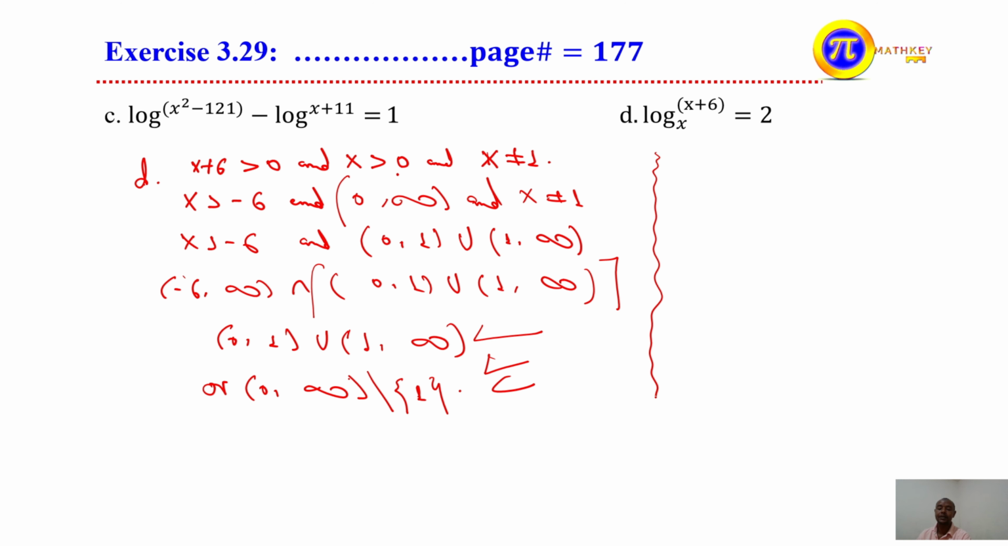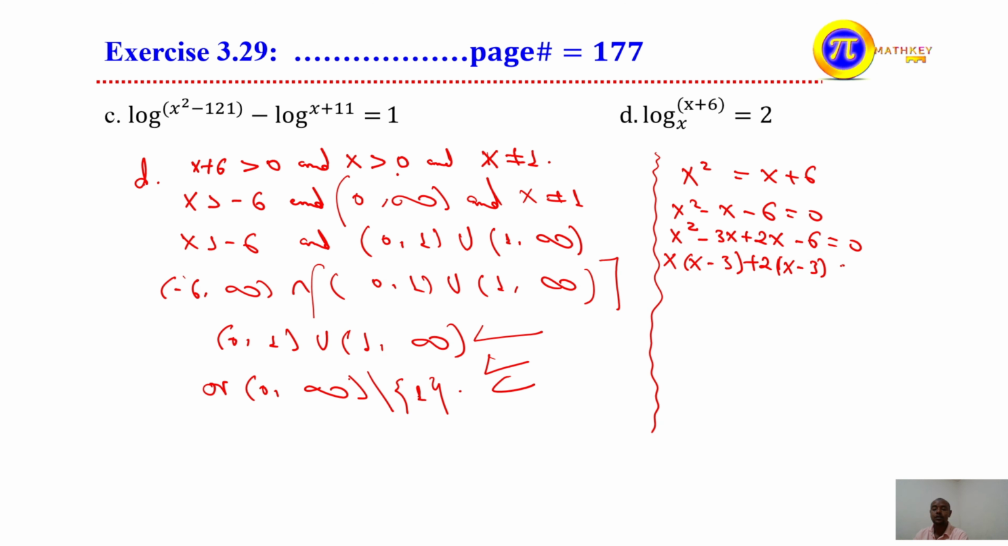To solve this one, we express this logarithm function as an exponential. That means x squared is equal to x plus 6. This means x squared minus x minus 6 is equal to 0. For this quadratic equation, we try to find two numbers whose sum is negative 1 and their product is negative 6. They are negative 3 and 2. So x squared minus 3x plus 2x minus 6 is equal to 0. For the first two terms, x is common: x times x minus 3. For the last two terms, 2 is common: 2 times x minus 3 is equal to 0.